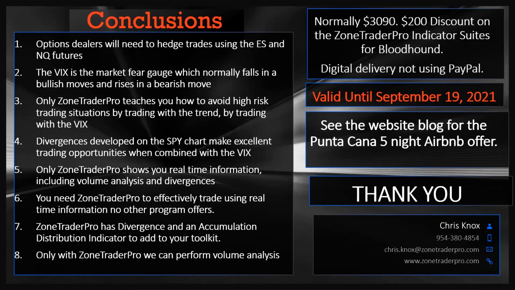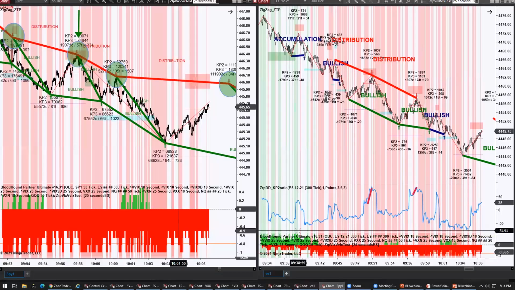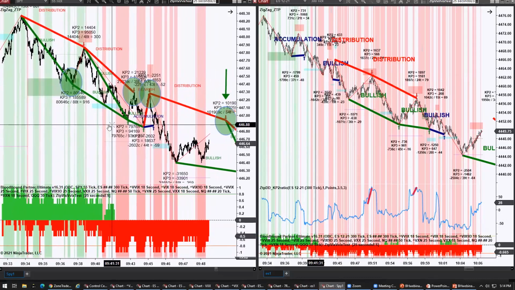So I'm going to bring up today's charts here and just go over some trades really quick.